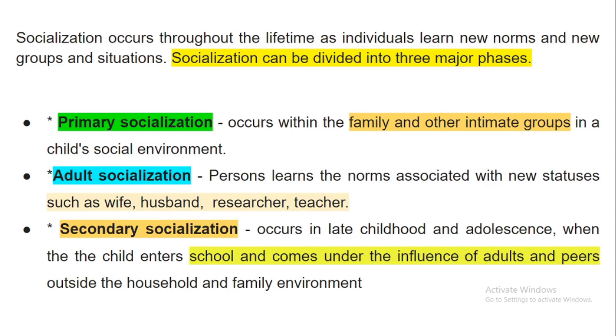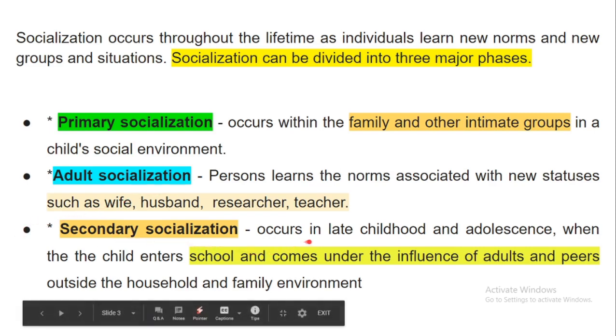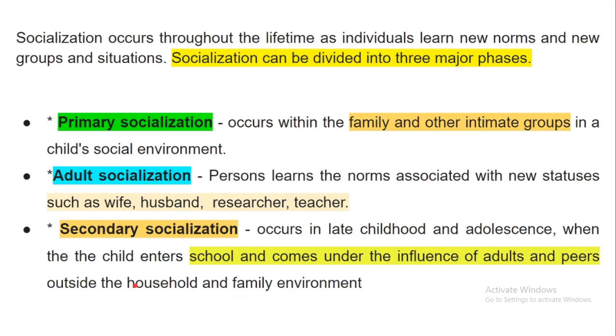For example, a teacher's role is contribution to the society and contribution towards students. So these are the adult socialization roles. Now, what is secondary socialization? It occurs in late childhood and adolescent period. So secondary socialization normally occurs in late childhood and adolescent period, when the child enters school and comes under the influence of adults or peers outside the household or family environment.